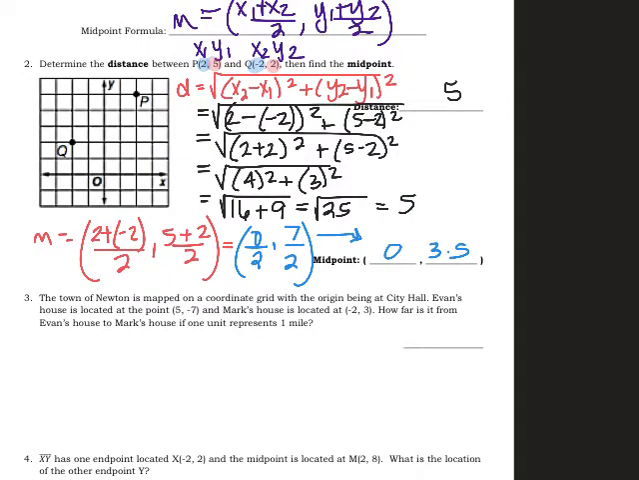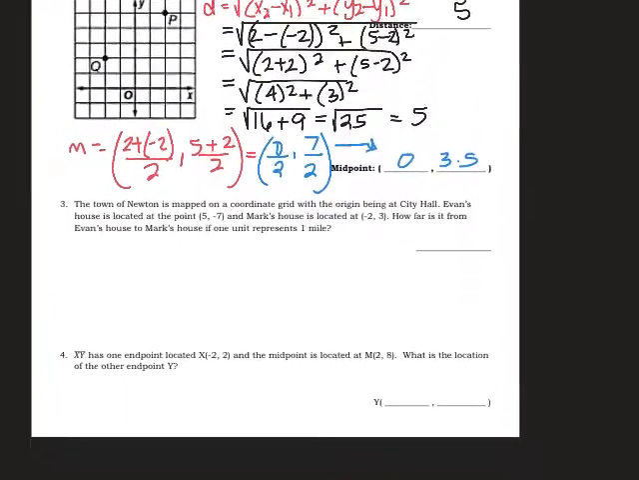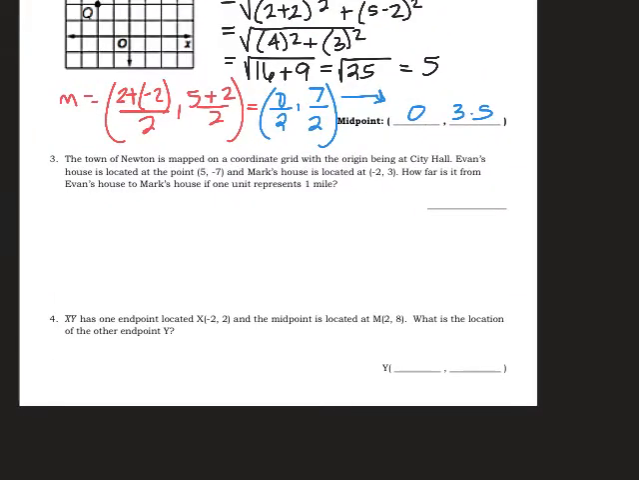Number 3 reads, the town of Newton is mapped on a coordinate grid with the origin being City Hall. Evan's house is located at the point 3, negative 7, and Mark's is located at negative 2, 3. How far is it from Evan's house to Mark's house? So they want to know the what between the houses? The distance. So which formula are we going to use? Are we going to use distance or midpoint? Distance. Good. All right. So remember with distance, that's the subtraction one. And you don't have to have a specific order. Just go from the first one to the first one, second one to the second one, okay?